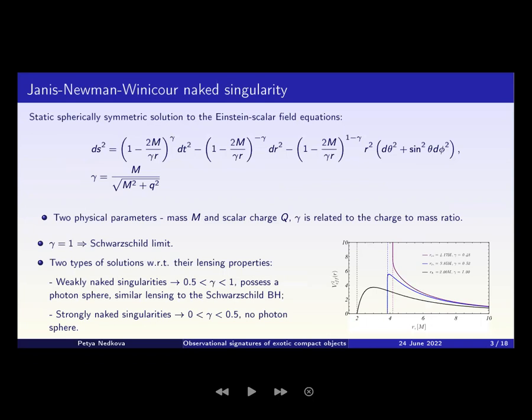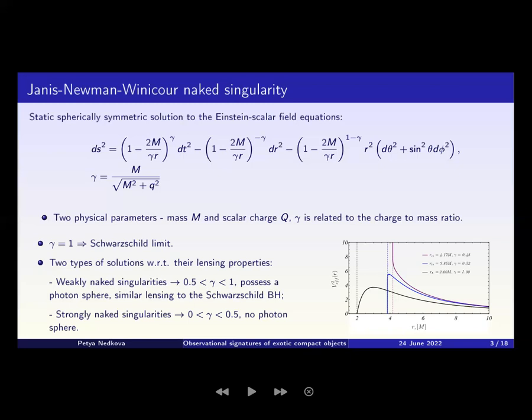So we were considering the so-called Janis-Newman-Winicour naked singularity. Maybe you know, this is the unique static spherically symmetric solution to the Einstein equations with a massless scalar field. If you add a massless scalar field to the Einstein equations in vacuum and you require spherical symmetry, you will not get a black hole anymore. Unlike Schwarzschild in vacuum, you will get this naked singularity space-time. This space-time has two parameters, mass and scalar charge. But for our lensing problems, mass is irrelevant. It is just a scale parameter. So for our problems, this is a one-parameter class of solutions, characterized by the ratio of charge to mass.